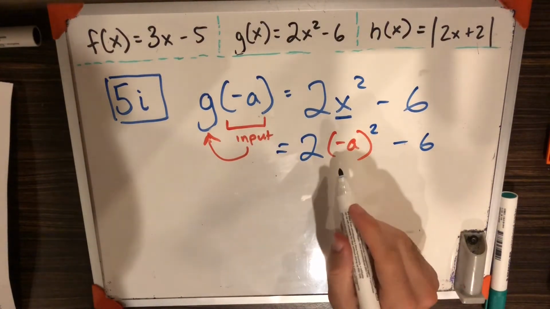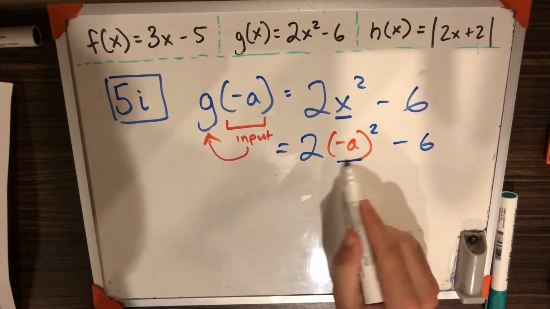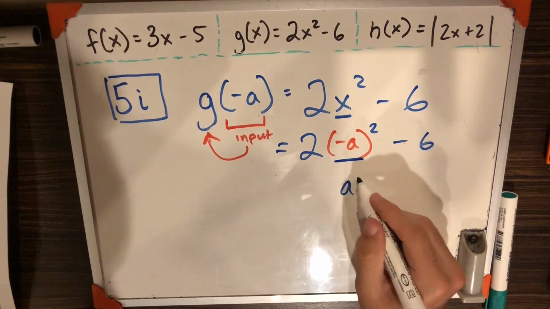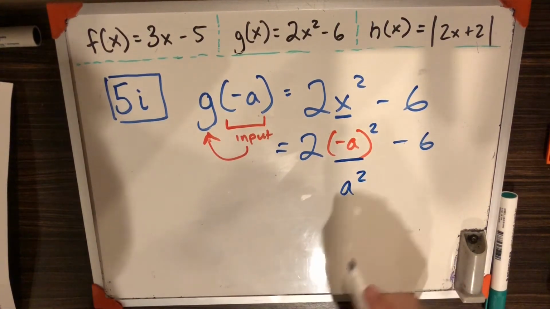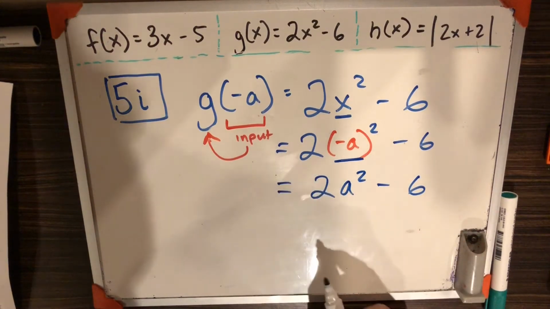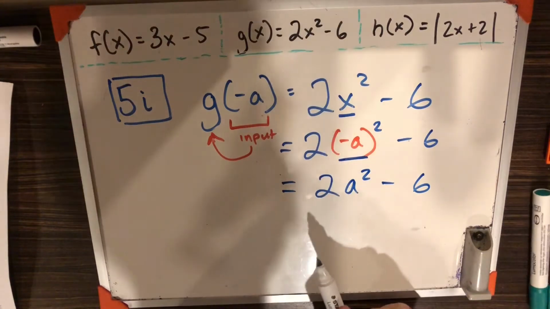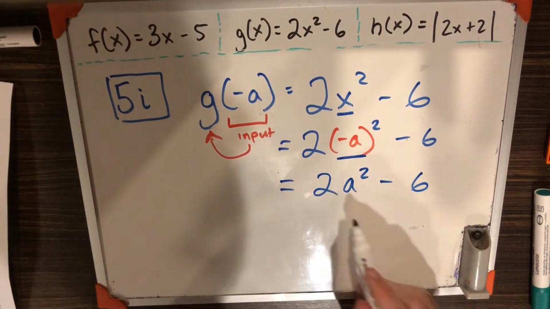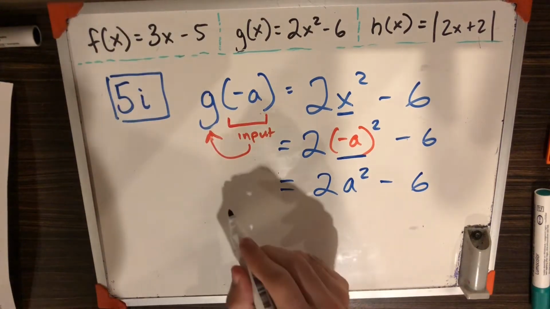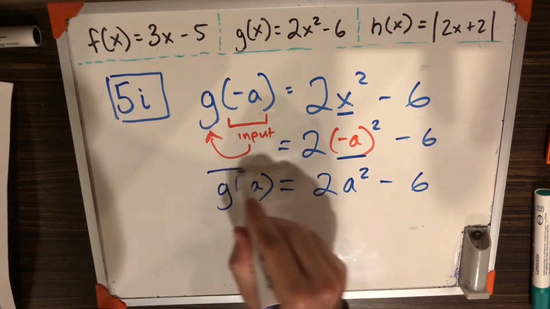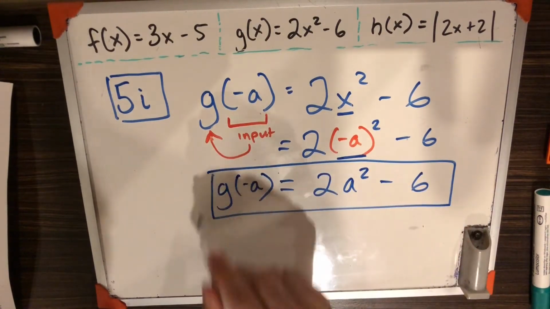Okay, well, let's follow PEMDAS here. PEMDAS tells us to do exponents first. Negative a squared is simply just a squared, right? I rewrite everything else. Okay, is there anything else I can do? Well, not really, right? There's nothing else I can simplify. These are not like terms. So your answer of g of negative a is simply 2a squared minus 6.